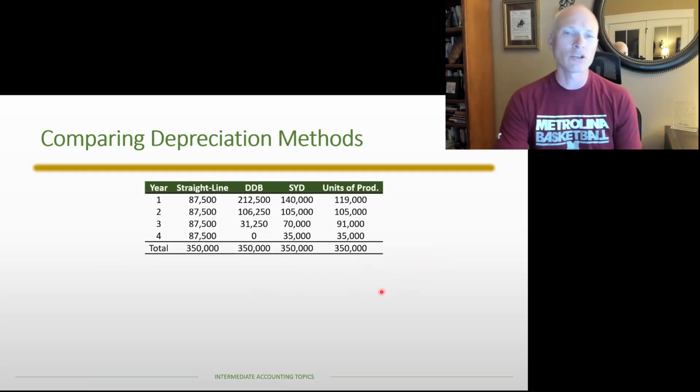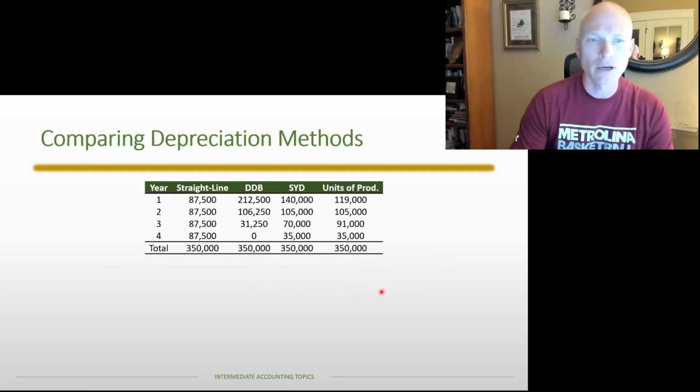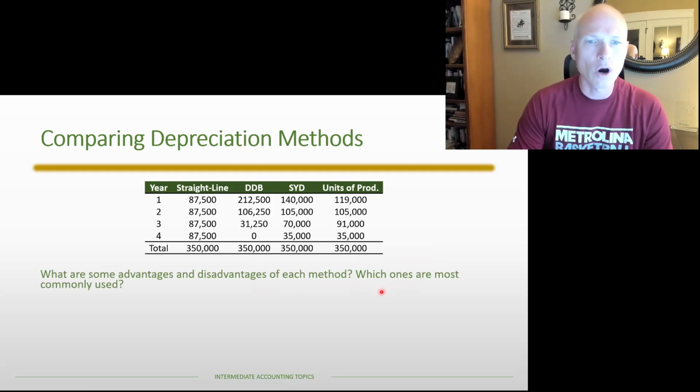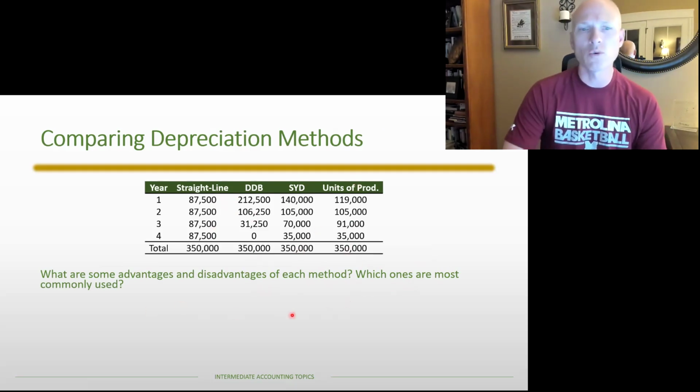So in our particular example, so that we can do a year-over-year comparison, I wanted to walk through the differences. We had straight line, double declining balance, sum of years digits, and then units of production. And so we think through each one.